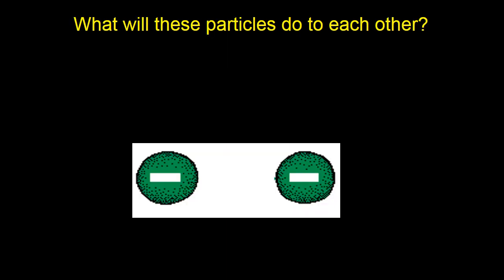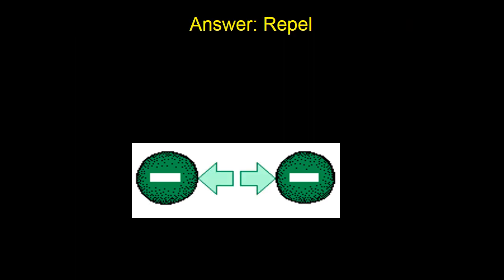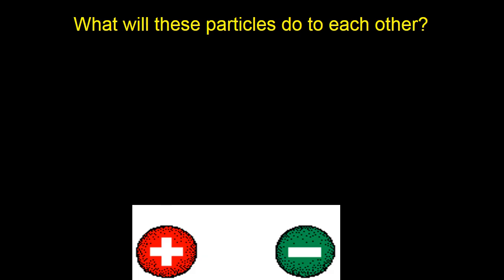These guys are both negative electrons. They are the same as each other, so they will again repel each other. And then we have a third option here, which is two different charges. We have a proton on the left and an electron on the right over here.